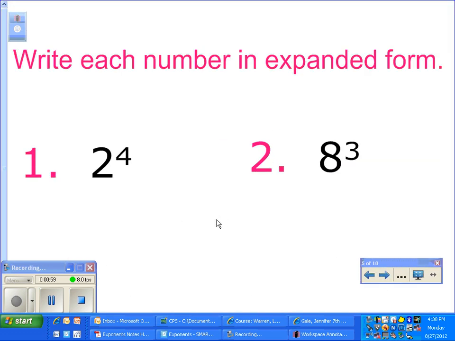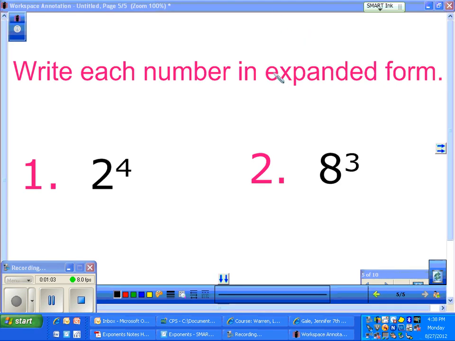So we're going to write each number in expanded form. We know that expanded means to make bigger. So we're going to expand 2 to the 4th power. Okay, so we have 2 as the base number, and we're going to multiply that 4 times. So 2 times 2 times 2 times 2.